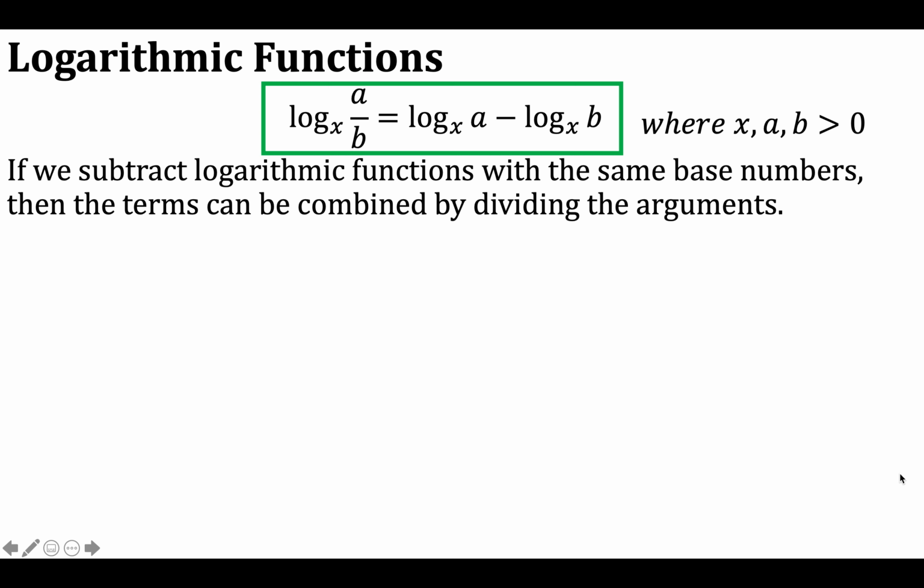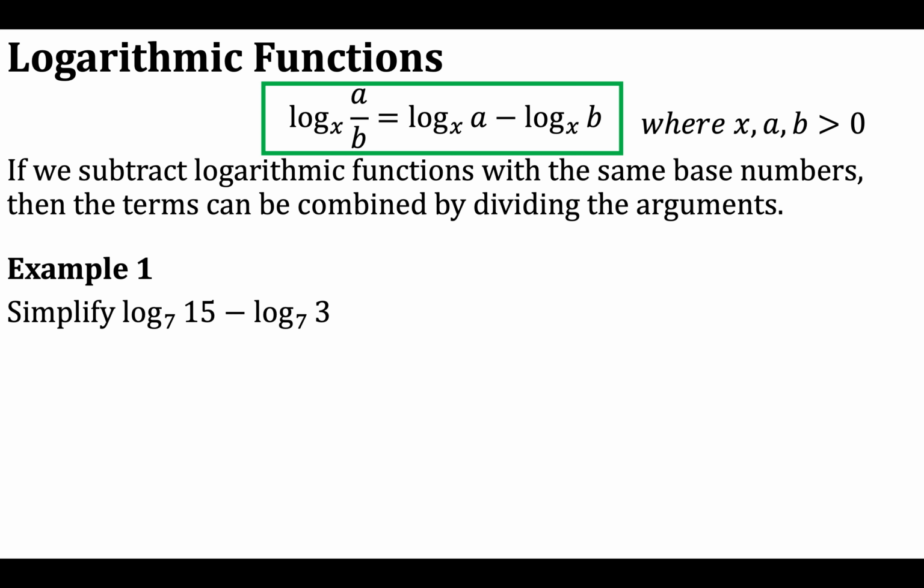Okay. So let's take a look at some examples. Example 1, we want to simplify log to the base 7 of 15 minus log to the base 7 of 3. Given the property that we've learned above, you can see that we're subtracting logarithmic functions with the same bases, so we can divide the arguments. So 15 divided by 3 is 5, so that expression simplified is log to the base 7 of 5.